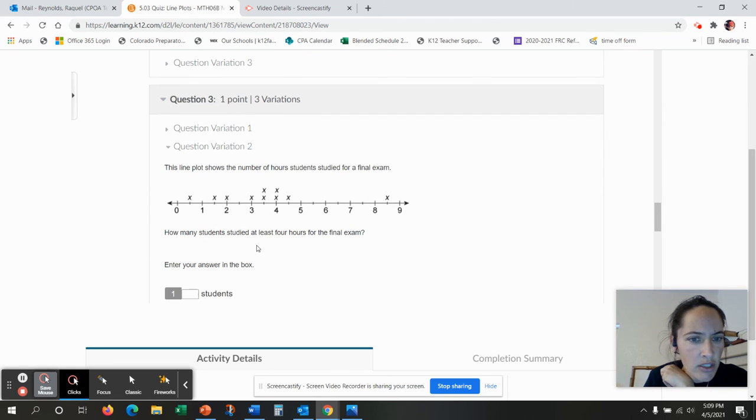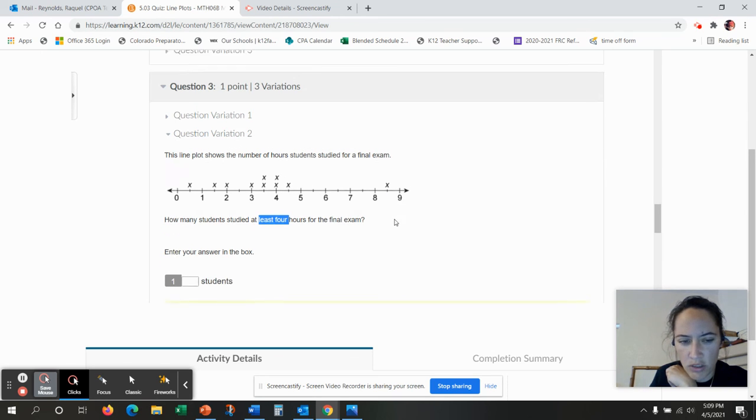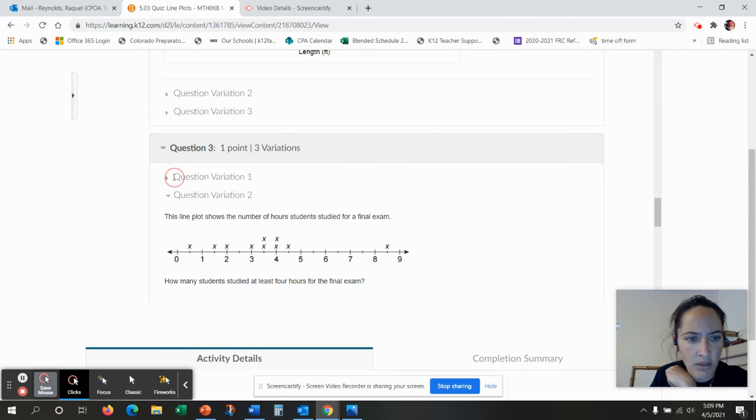Question 3, this line plot shows the number of hours students studied for the final exam. How many students studied at least 4 hours for the final exam? We've talked about this. At least 4 means 4 or more. So it looks like it should be 1, 2, 3, 4 students. Boom.